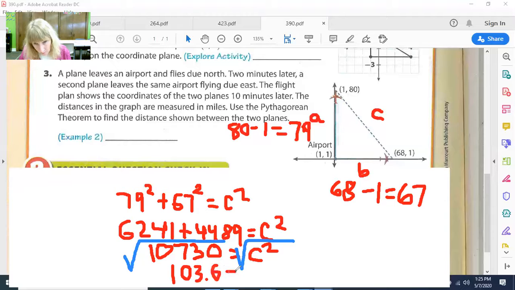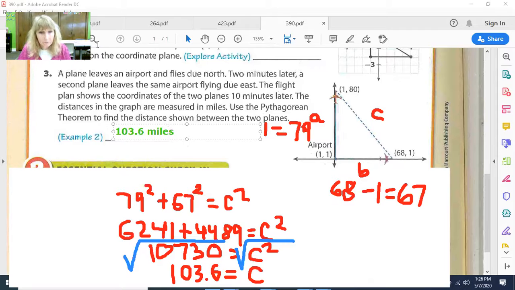So what's the question asking us? Find the distance between the two planes. Distance is 103.6 miles.